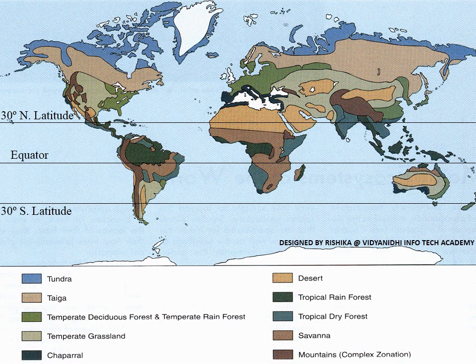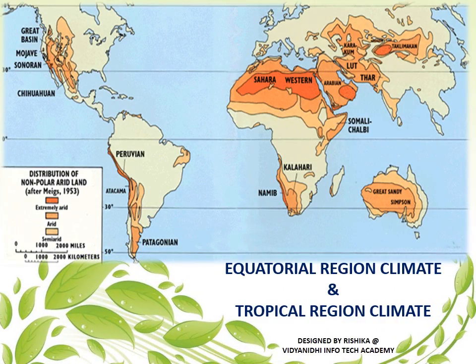These are the climatic regions in the world. As you can see, the equator runs through the center and most of the region around it is hot. Now let us talk in brief about both the equatorial region climate and the tropical region climate.